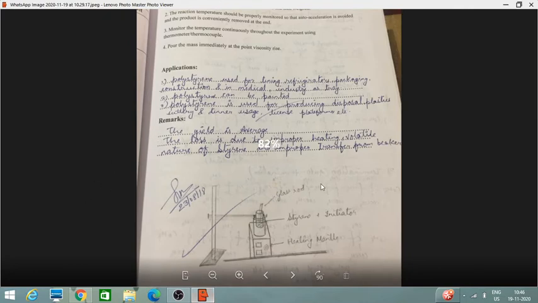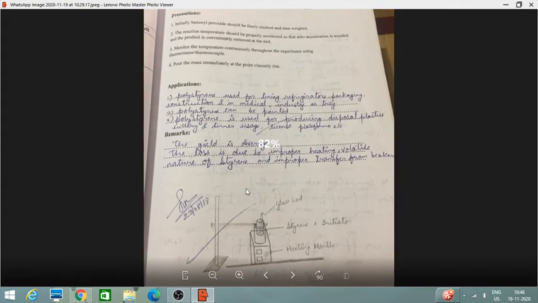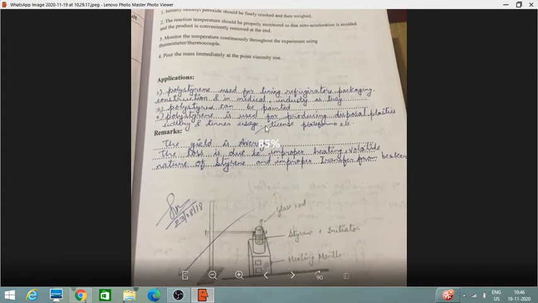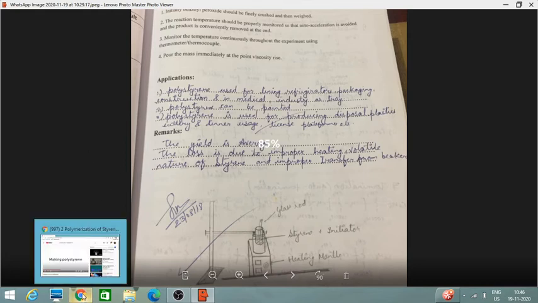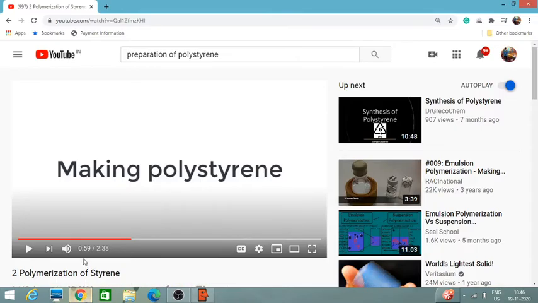Then this is the kind of setup you will need: heating mantle, styrene and initiator in this beaker, and a glass rod. Okay, that's it. And now there is some procedure which I will be telling you. It is not exactly word for word the same as this procedure, but it will give you a brief idea of how the experiment is done. So just concentrate on this.